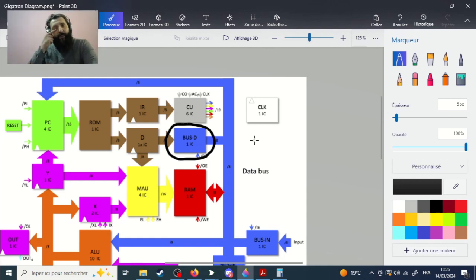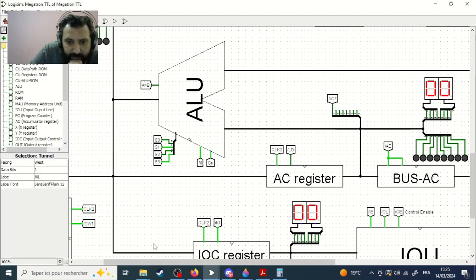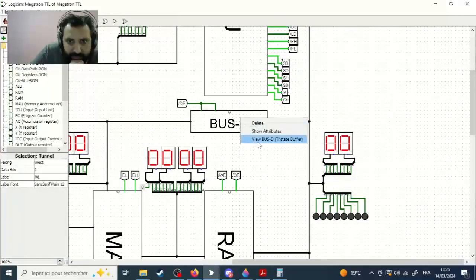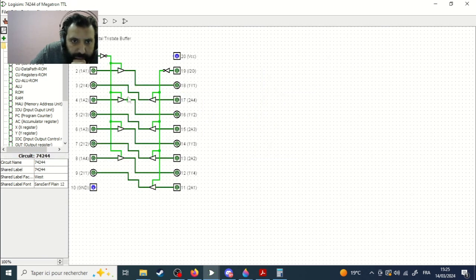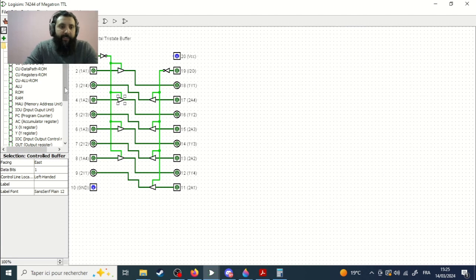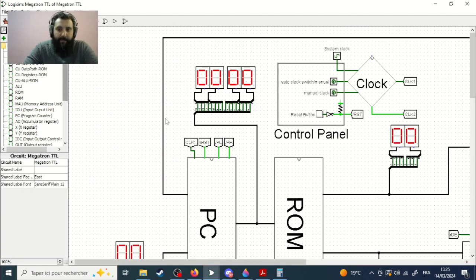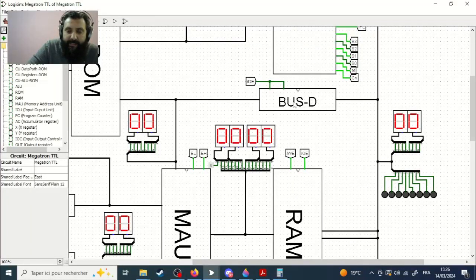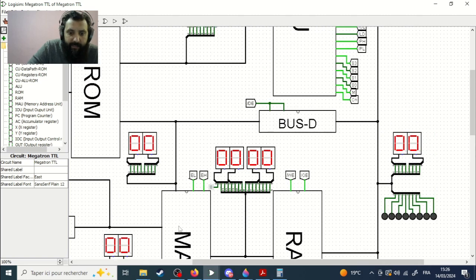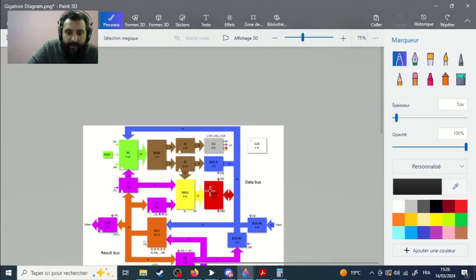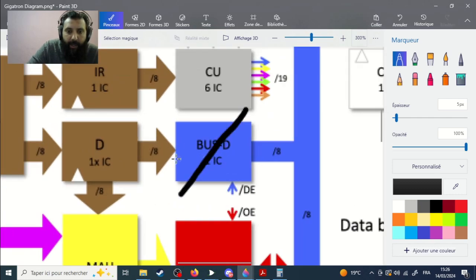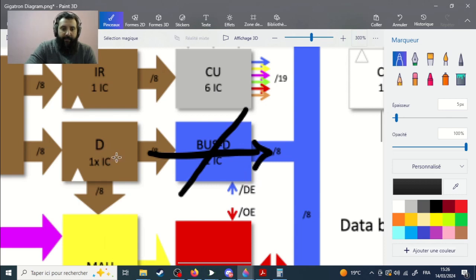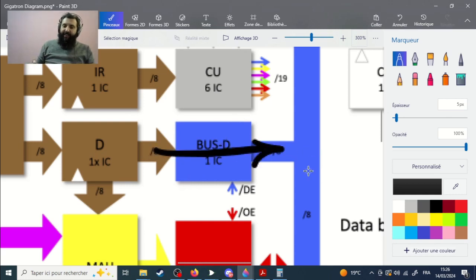This component is a three-state buffer. I don't know if you remember the three-state buffer. Here the three-state buffers are used like drivers. A driver means that this component can block the access of the data from this register to this bus, or can allow it. It has the control.